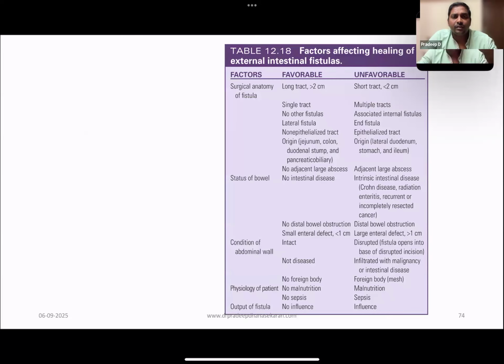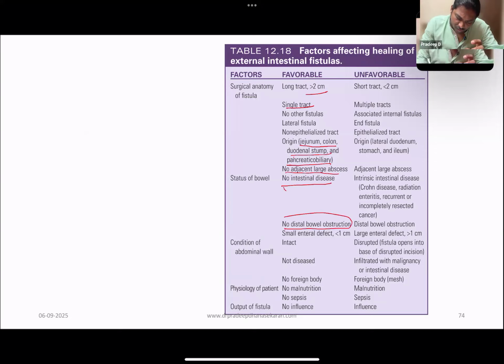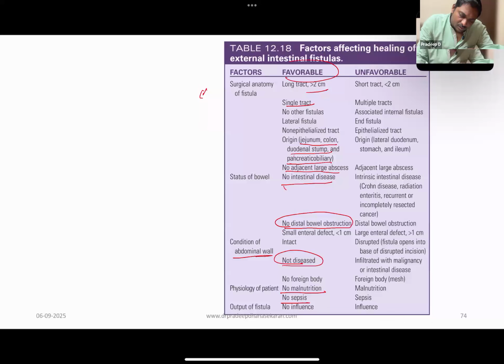These are the favorable factors and unfavorable factors. Longer tract, single tract, and when it is from a jejunum, colon, or a duodenal stump and pancreaticobiliary, no adjacent large abscess, no intestinal disease, no distal small bowel obstruction, abdominal wall is not diseased, patient is not malnourished, no sepsis. In such cases, it is favorable for closure.